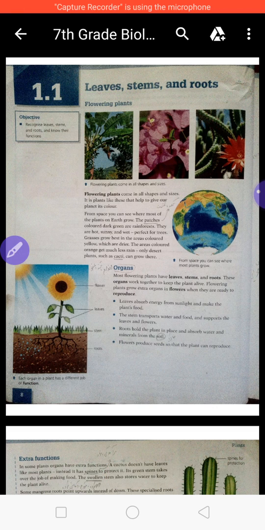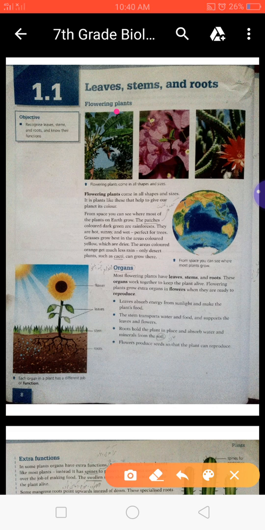You can see flowering plants all around you, like here in these pictures. Flowering plants have different colors and different shapes. Like in these pictures, they have different colors and different shapes.